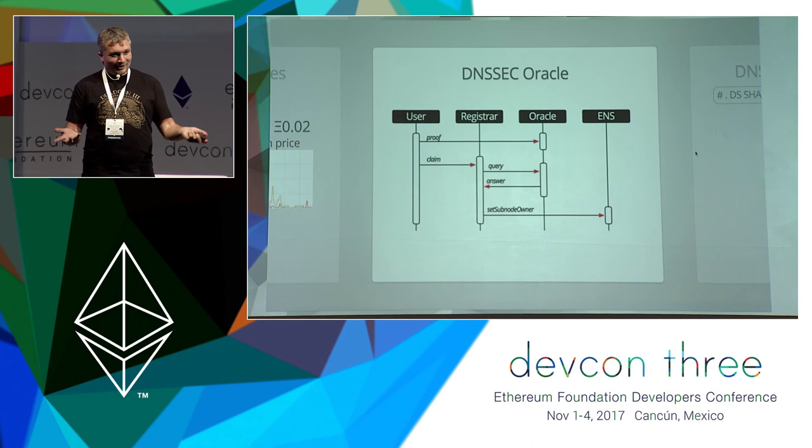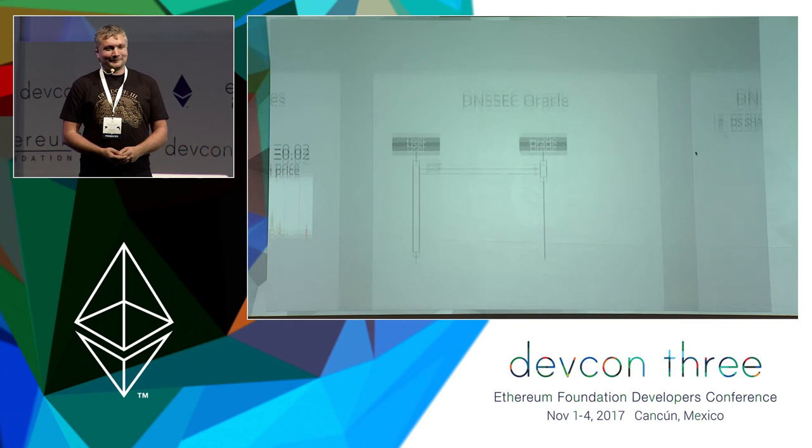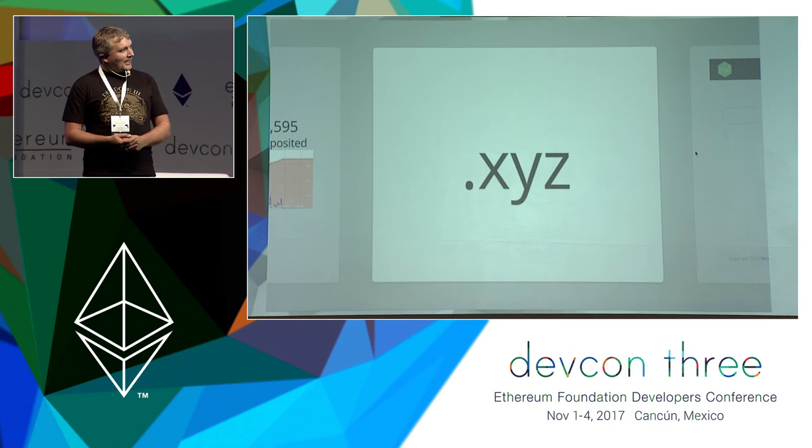You can register any DNS domain. So initially, for testing purposes, we're starting only with the .xyz top-level domain, and we're grateful to them for cooperating with us on this. But in principle, this can be expanded to any DNSSEC domain that supports RSA and SHA-256. So while we'll initially start off with this and migrate to mainnet initially with it, we want to expand it out to support all of those domains.